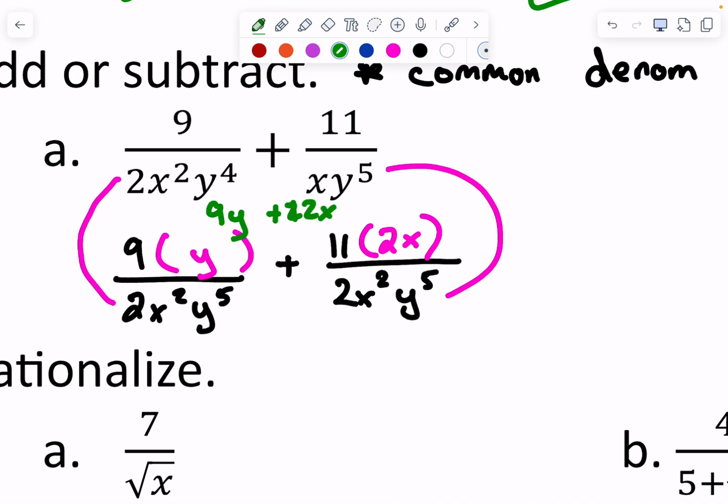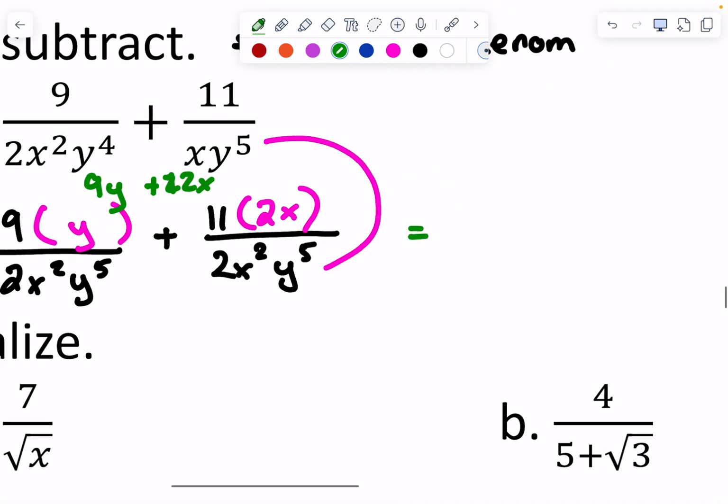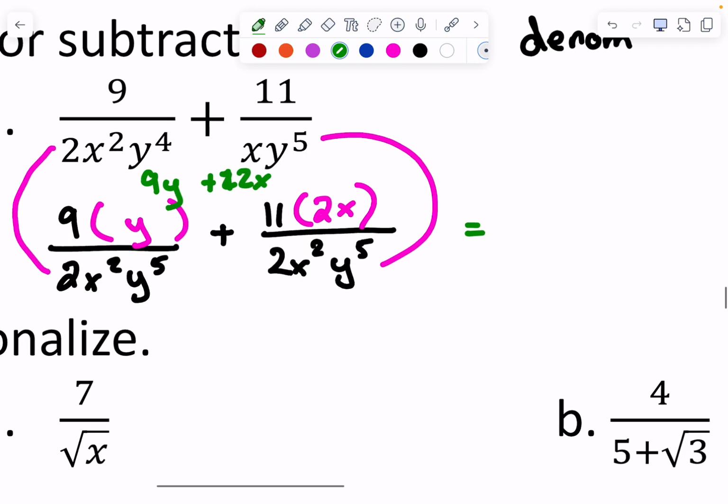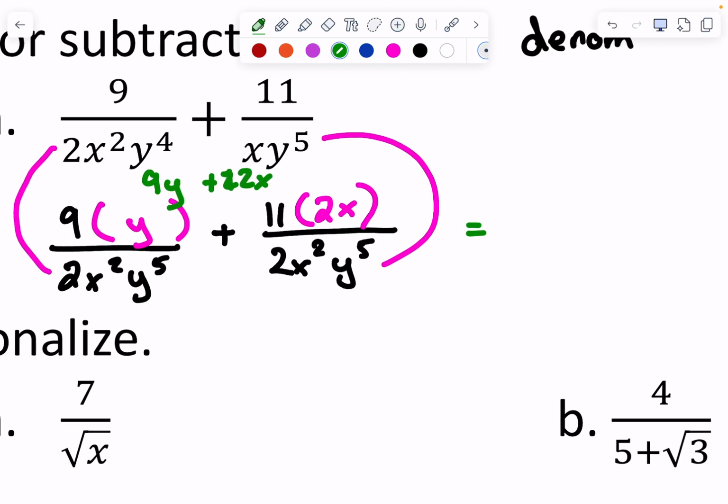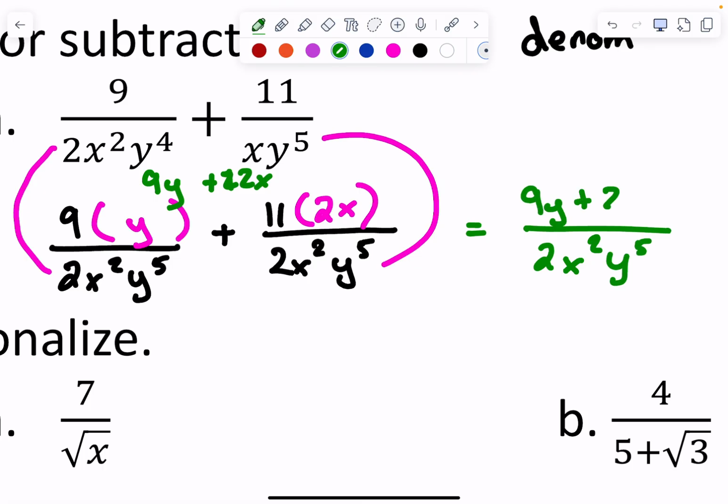Can those go together? No. Can I cross my bottoms out? No, because there's no equal sign. Only when there's an equal sign can you cross the bottoms out. Did you know that? Okay. So I have to leave the bottom. The bottom is 2x squared y to the fifth, and on the top, 9y plus 22x.